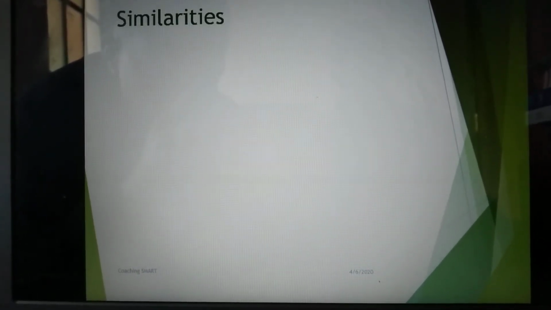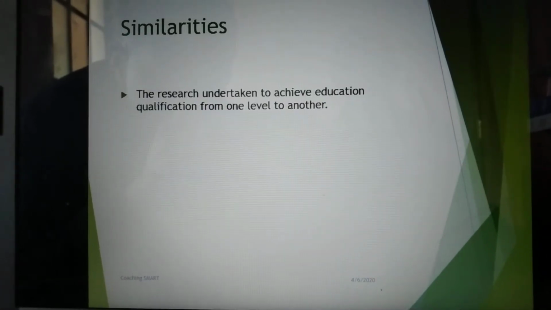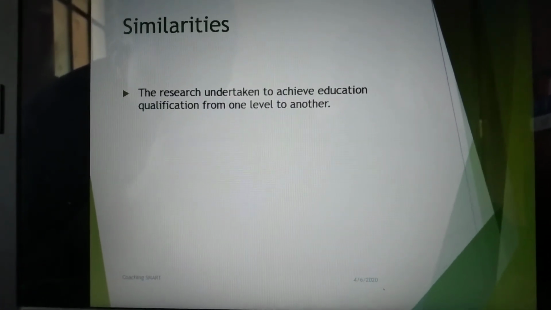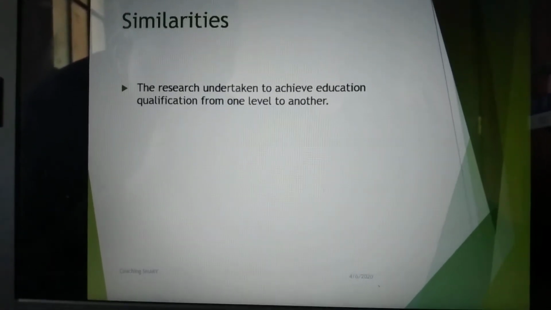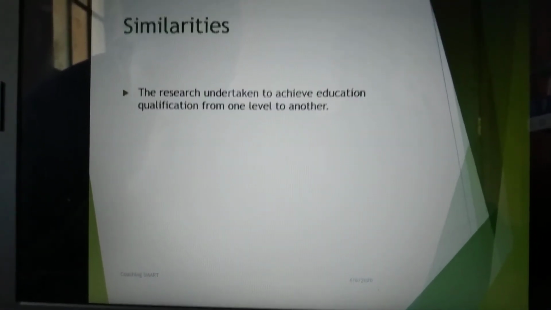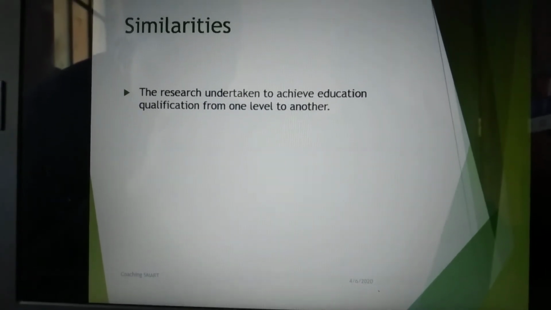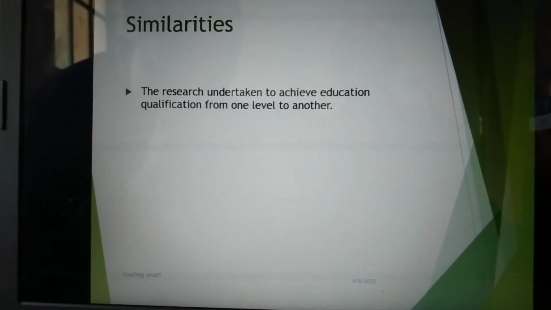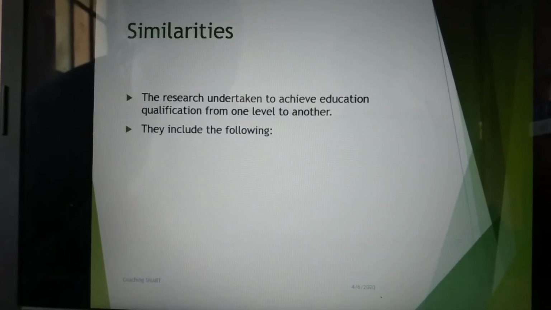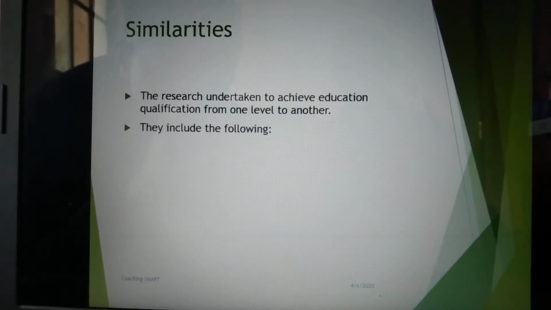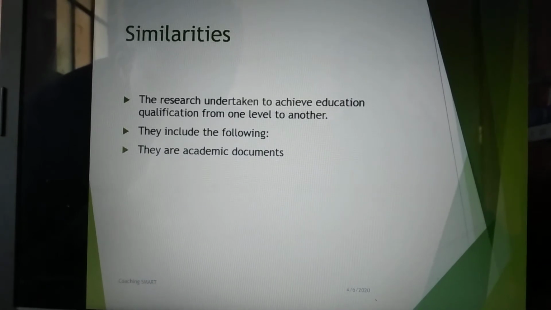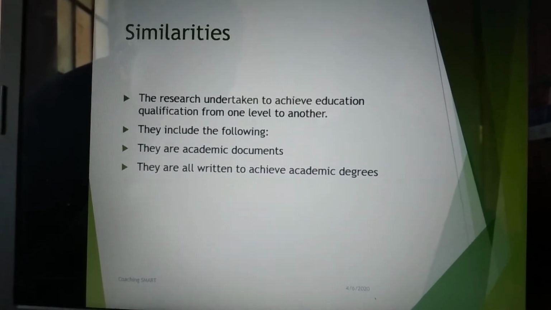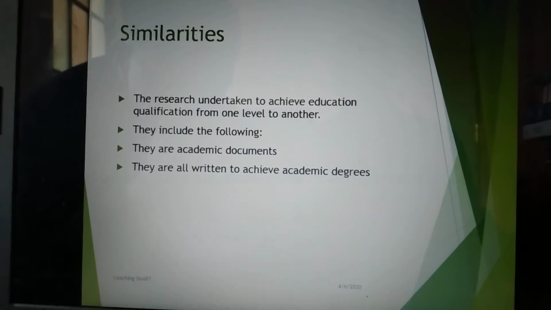Now let's look at the similarities. The research undertaken to achieve education qualification from one level to another. So both, whether you're doing project, thesis, or dissertation, it's all about undertaking for achievement of education qualification. They include the following: 1, they are academic documents. So when you're doing a research, you're doing an academic document. 2, they are all written to achieve an academic degree.